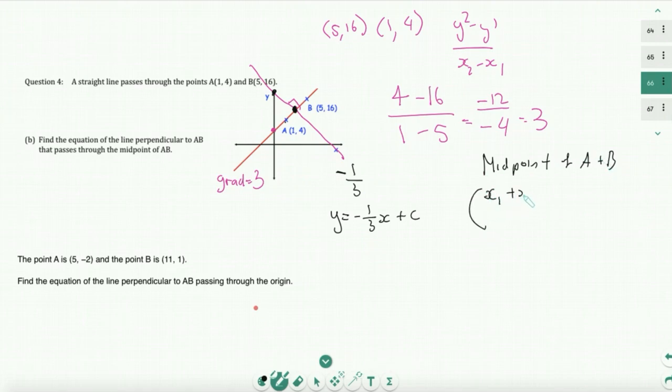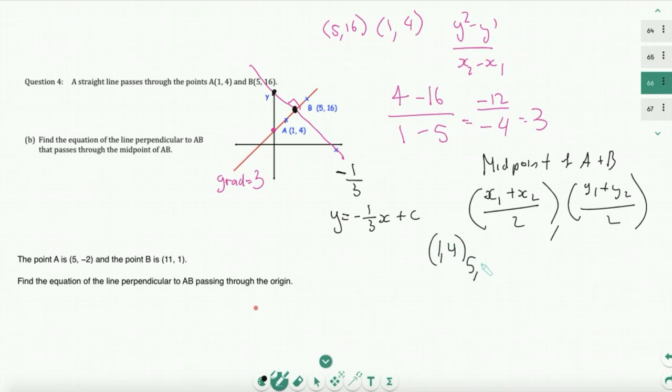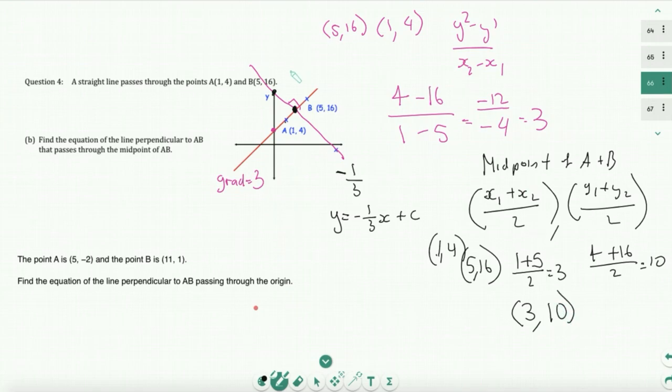You add up the x-coordinates and divide by 2, and you add up the y-coordinates and divide them by 2. So our coordinates are (1, 4) and (5, 16). x1 plus x2, so let's add the x coordinates. 1 plus 5 divided by 2 is 3. So our x coordinate is 3. Let's do the same thing to our y coordinates: y1 plus y2 over 2. 4 plus 16 is 20, divided by 2 is 10. So the midpoint of A and B is (3, 10).